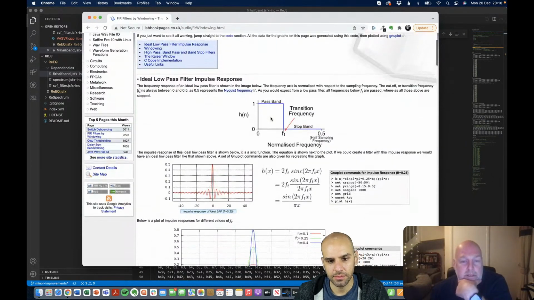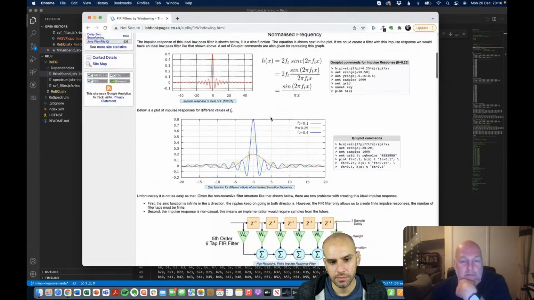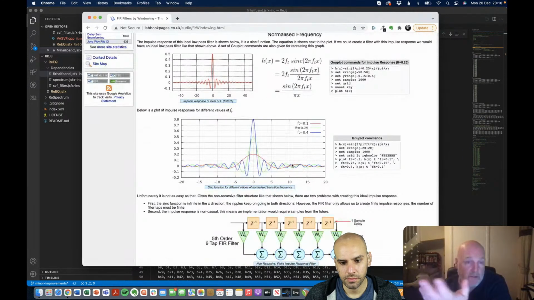Absolutely. So this was a great article. I came up to speed really with this article and some of the JSFXs, like I pointed out. Let's move this out of the way.